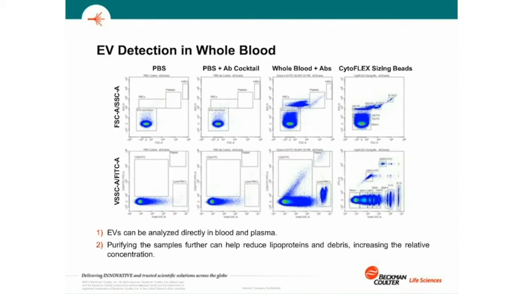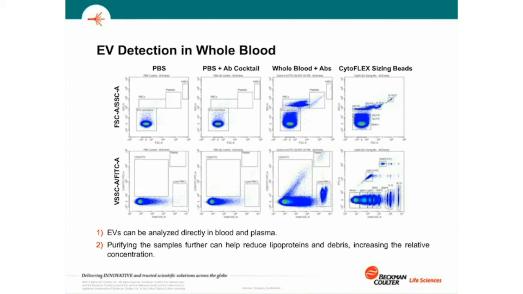Here you can see EV detection in whole blood. So EVs can be detected directly in blood and plasma. On the top, you can see forward scatter versus side scatter for these particles, and you can see where these guys fall out. So on the top left are RBCs. The middle is the forward scatter for platelets, and then at the top right, you can barely see a little bit of WBC.